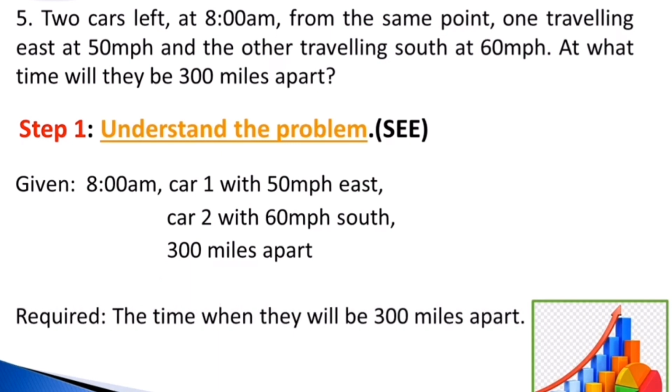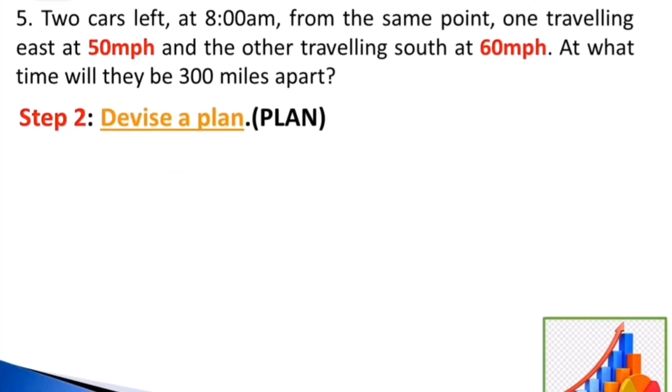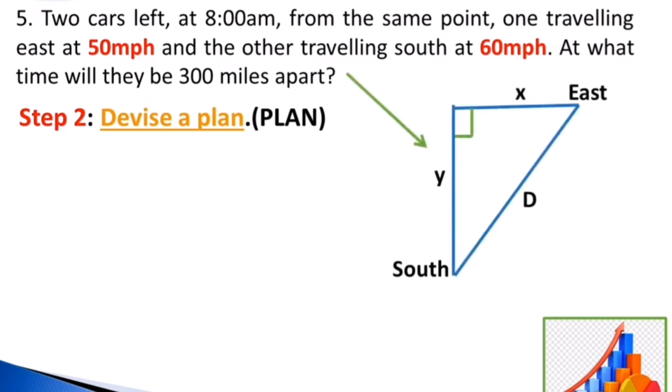So in this case, we're able to really understand that we are trying to solve for the certain time which these two cars will be 300 miles apart, having a speed of 50 miles per hour going to east and 60 miles per hour going to south. So let us have the second step. Devise a plan. So better to draw it or make some diagram for us to give a clear visual on what we are really trying to solve.